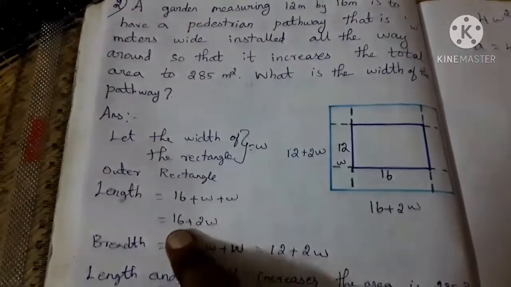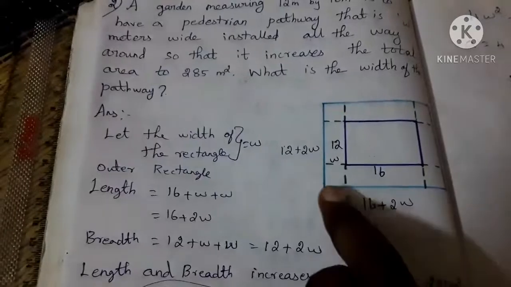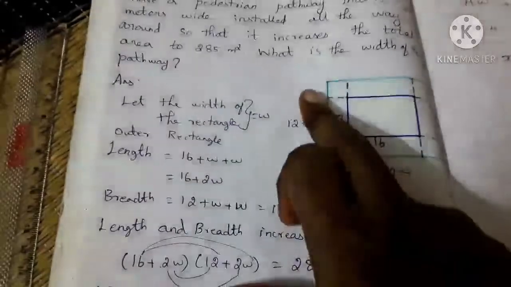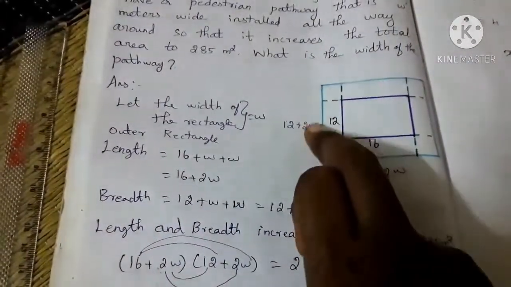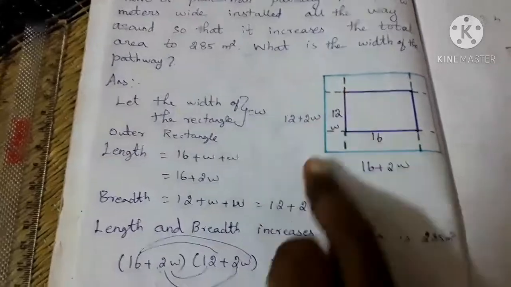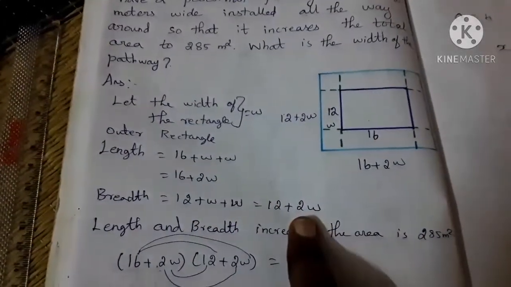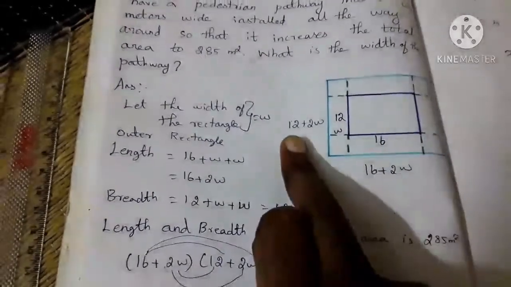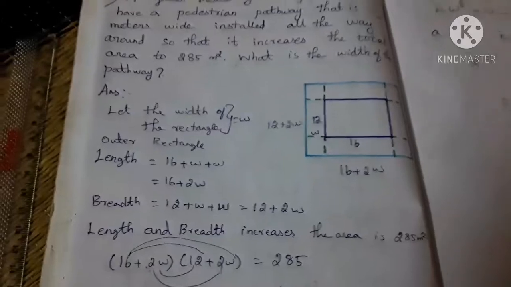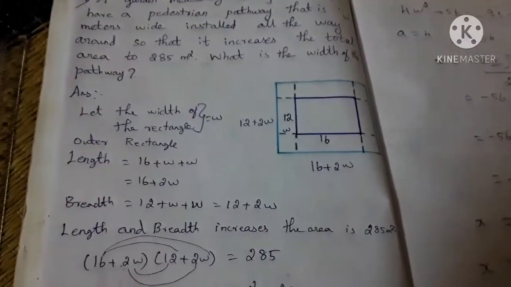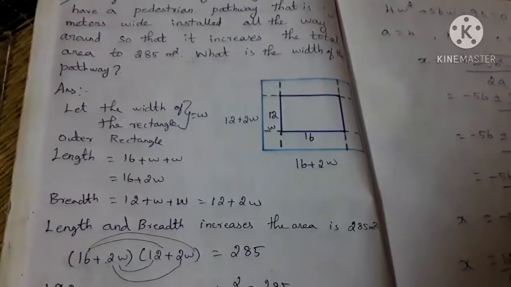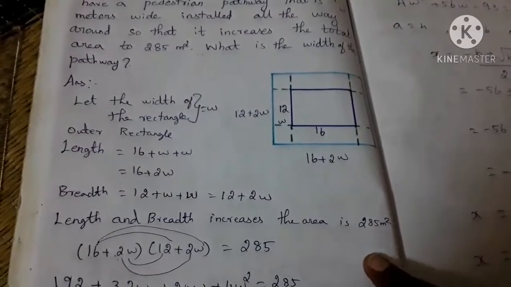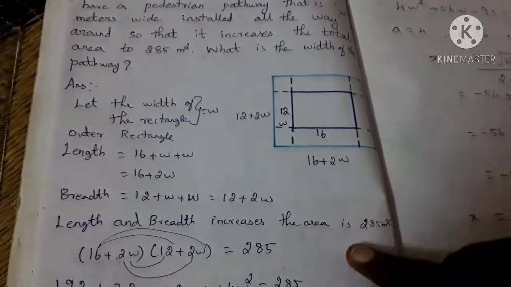So 16 plus W plus W is 16 plus 2W. The length of the outer rectangle is 16 plus 2W. The breadth is 12, and W meters is added on both sides, so it is also 12 plus 2W. So the outer rectangle length is 16 plus 2W and breadth is 12 plus 2W. The area is 285, the given condition. If the length and breadth increase, the area also increases.